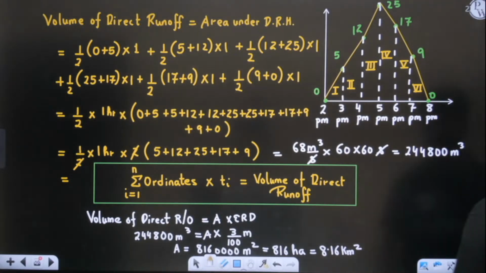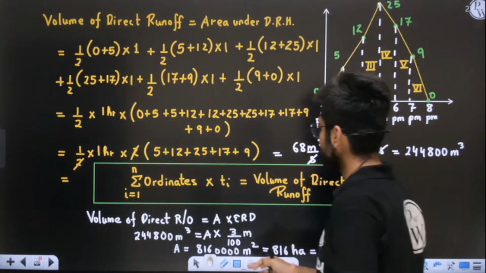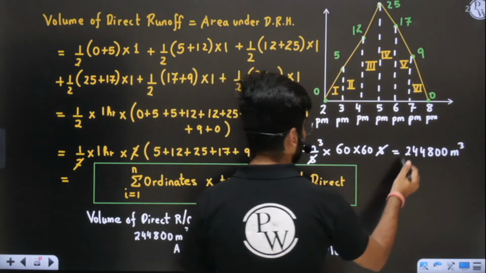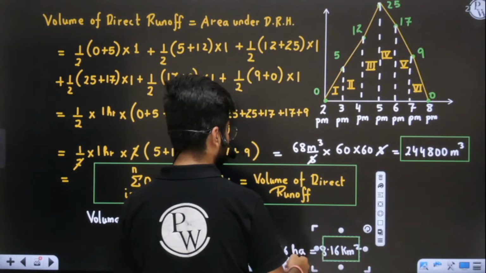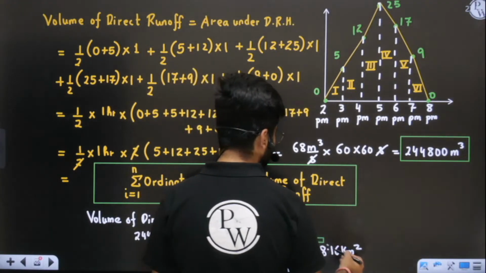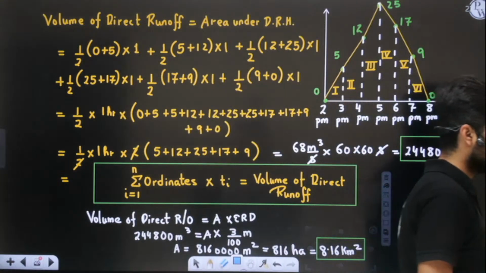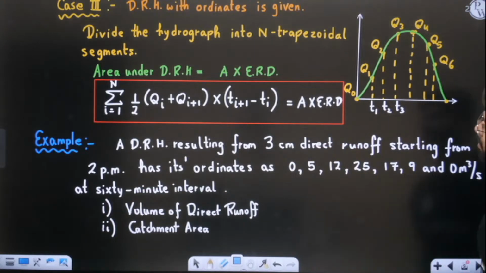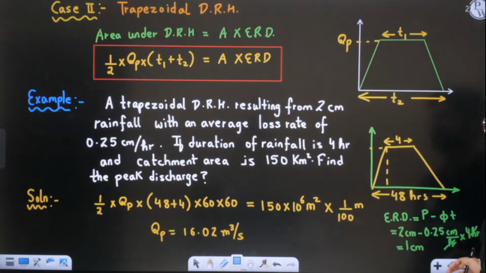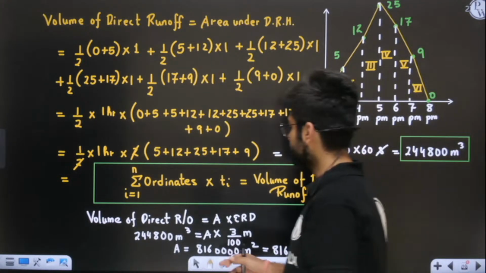8.16 kilometer square. So like this, you have found out the catchment area and your volume of direct runoff. So this is part 1, and this is part 2. I hope these kind of questions are clear to you. These types of questions have been asked in your GATE examination. So I hope such kind of examples you can easily solve. Tell me if all the cases are clear to you, and also write this shortcut method.